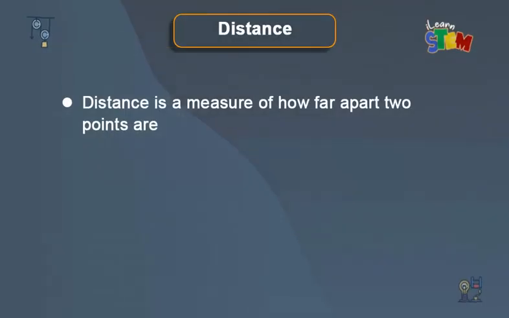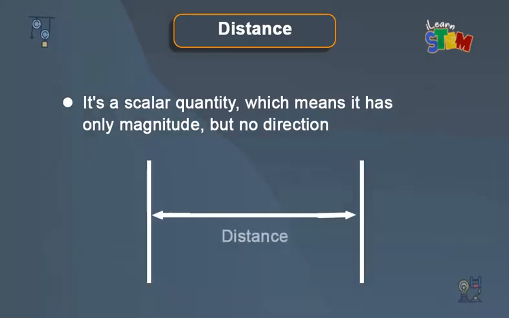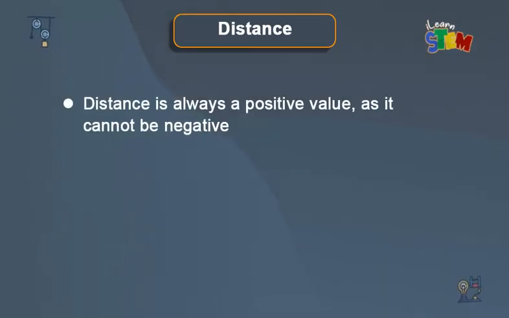Distance is a measure of how far apart two points are. It's a scalar quantity, which means it has only magnitude, but no direction. Meaning that, it tells you how far apart two points are, but not in which direction. Since it doesn't have a direction, it can't be considered as a vector quantity. Distance is always a positive value, as it cannot be negative.